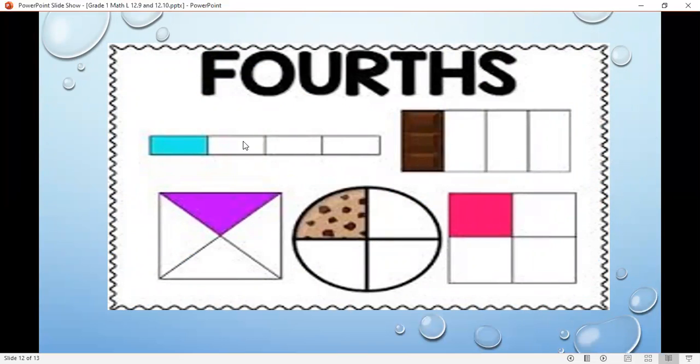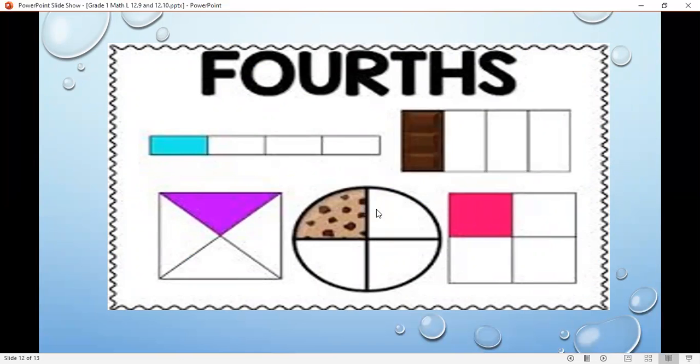So, look here, we have a long rectangle and we can split it first in a half, and then each half we can split again in two, and we get fourths. 1, 2, 3, 4 fourths. Here is again our chocolate bar. If you want to split it in fourths, then it will look like this.